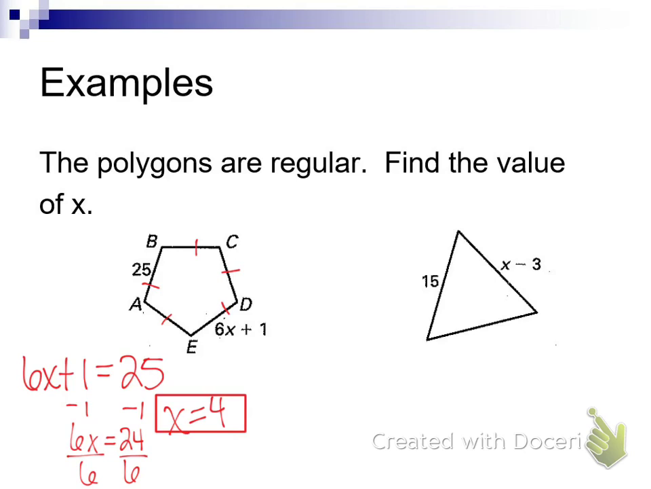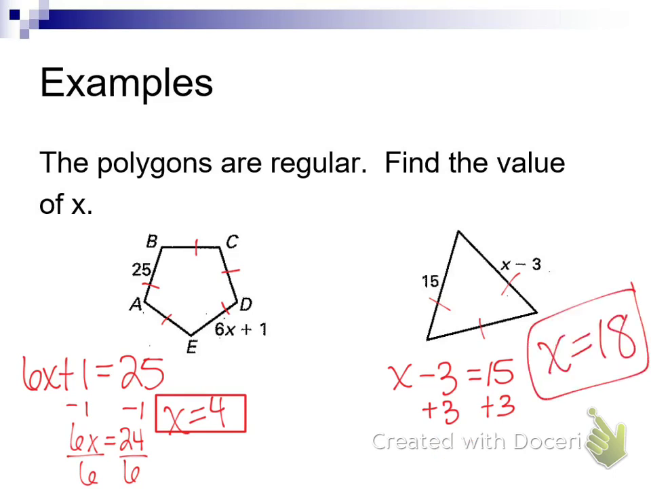Okay, same idea on the next one. If it's equilateral, all the sides are the same. So our equation would be x minus 3 equals 15. To solve it, we would add 3, x equals 18. Questions, concerns? Okay, we'll keep it moving.